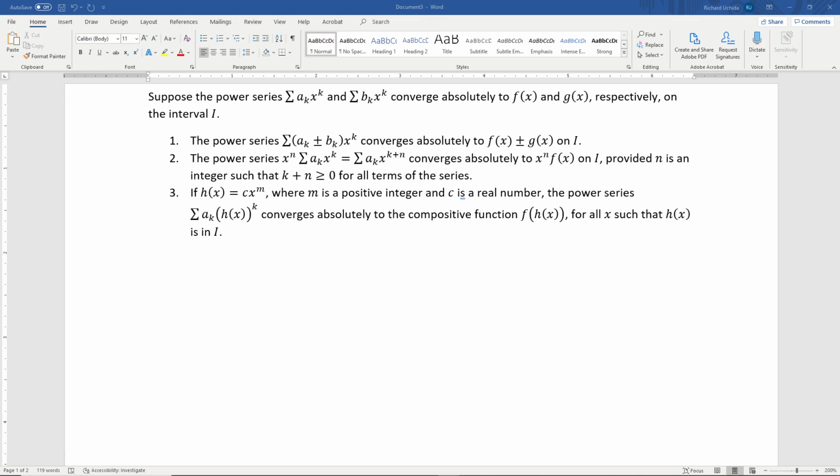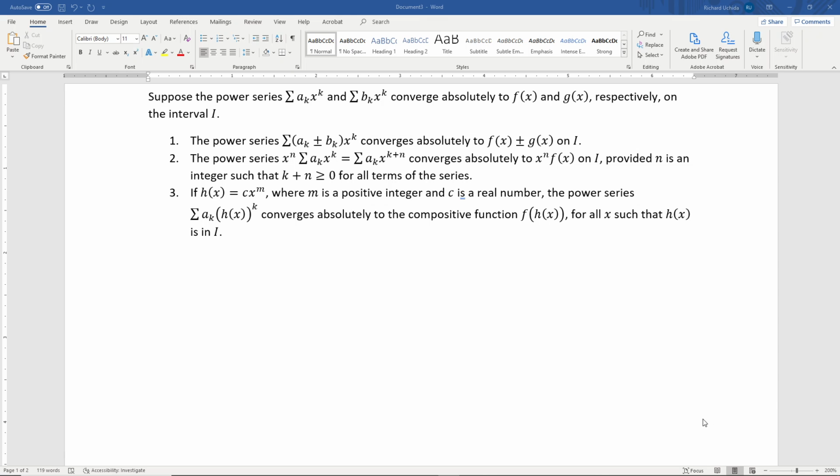Now, for the third one, if h of x equals c times x to the m, where m is a positive integer and c is a real number, the power series, the sum of a sub k times the quantity h of x raised to the k, converges absolutely to the composite function f of h of x for all x such that h of x is in I. So that's saying if we take the power series composed with a function h of x, then that converges to f of that h of x.